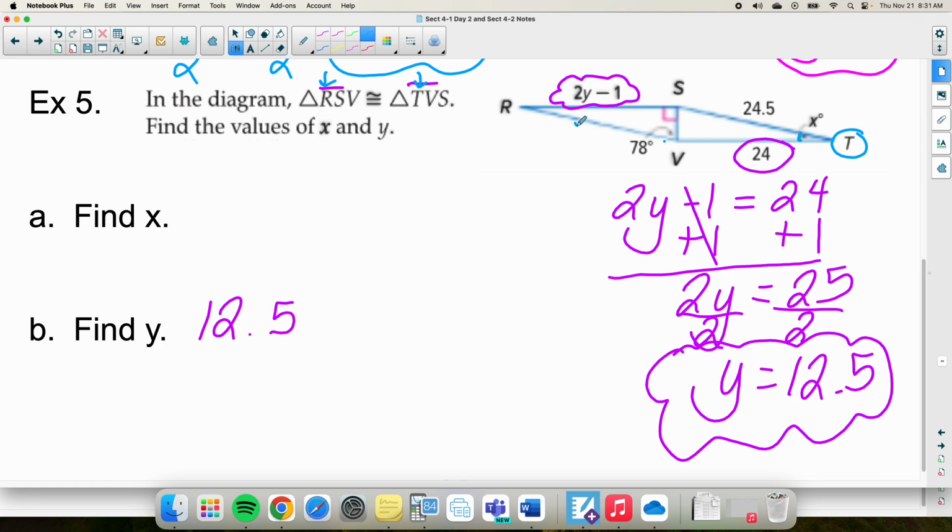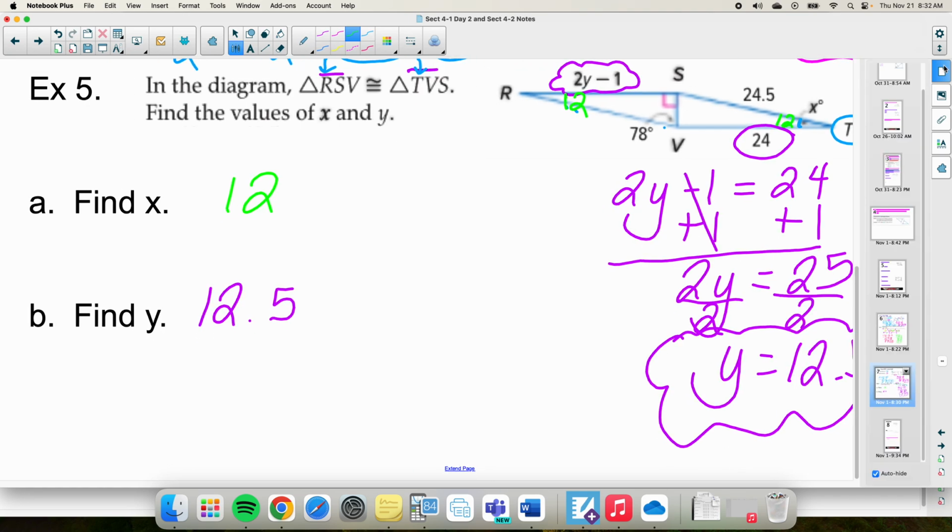What did we talk about yesterday? This is 90, what should these two add up to? 90. What's 90 minus 78? 12. So this angle right here is 12, and angle R equals angle T, so that just means angle T is also 12. So x is just 12. Does that make sense? Okay.